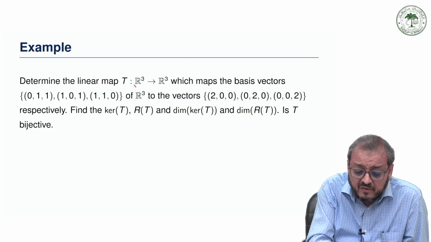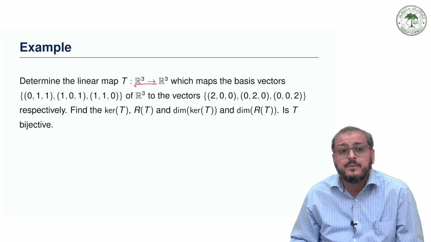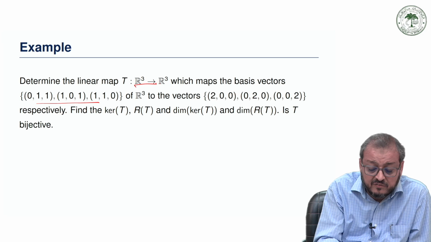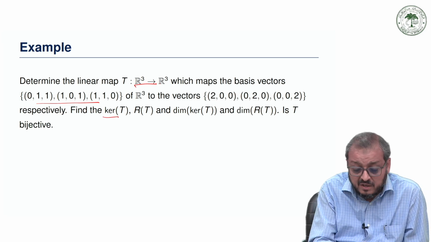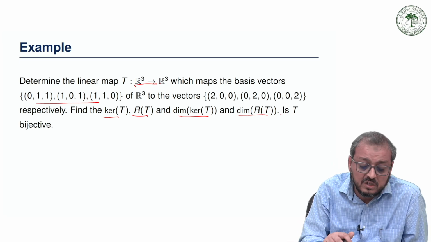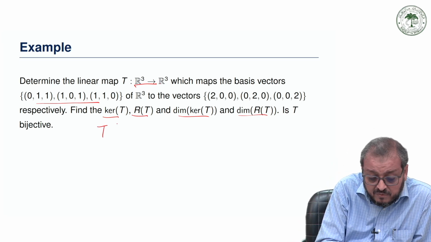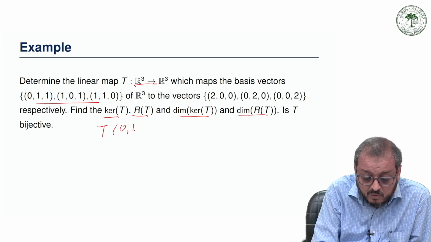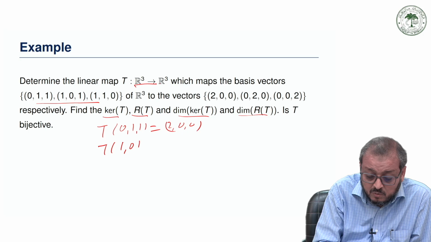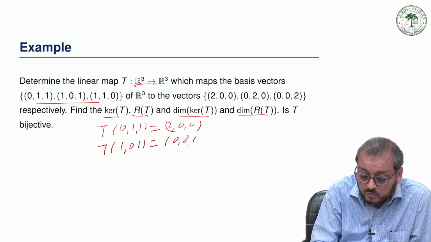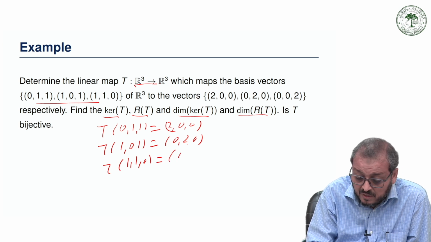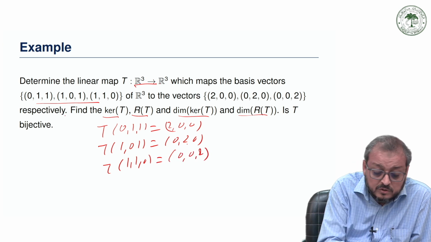We again take the same map, and the basis vectors for R3 are given, and this is the basis for the other R3 respectively. We have to find the kernel, range, dimension, and whether T is bijective or not. T of (0,1,1) is (2,0,0). T of (1,0,1) is (0,2,0). T of (1,1,0) is (0,0,2). So, these are the basis vectors.